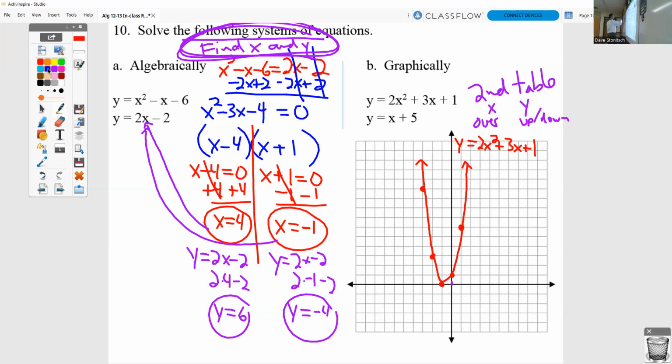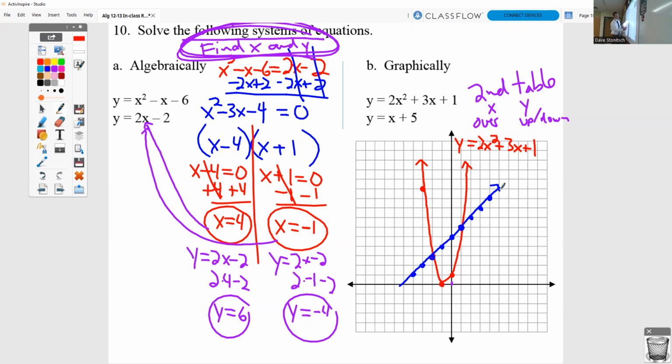For the second one, all right, we are having y equals x plus 5. We have the points 0, 5; 1, 6; 2, 7; 3, 8; 4, 9. Going back the other way, we have negative 1, 4; negative 2, 3; negative 3, 2; negative 4, 1, etc.